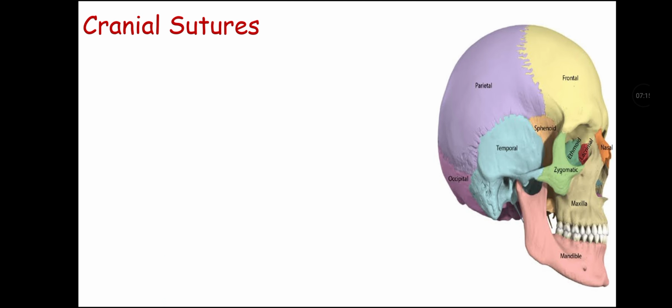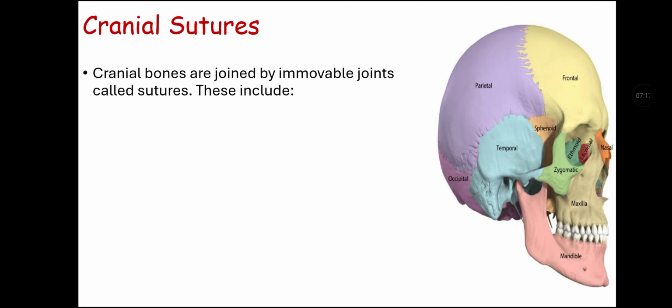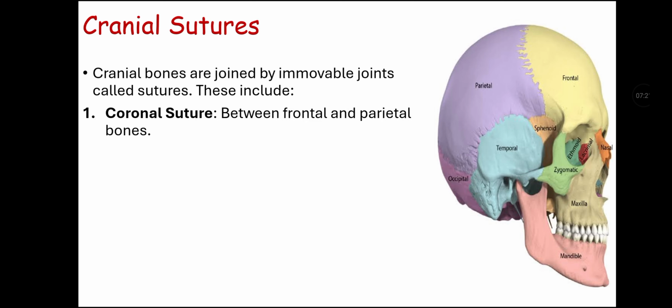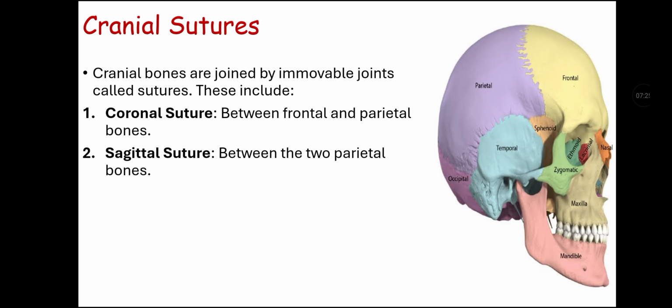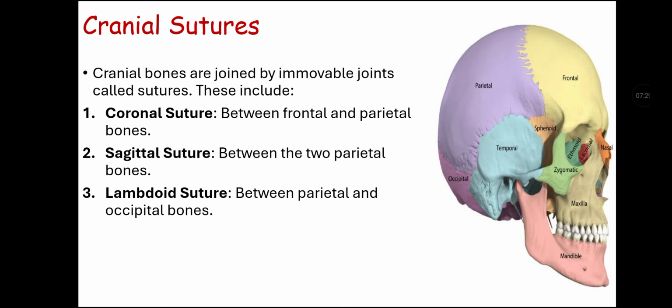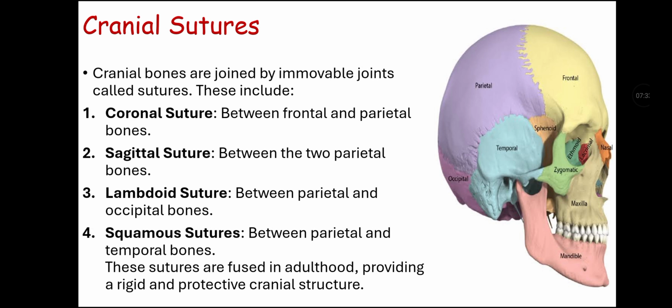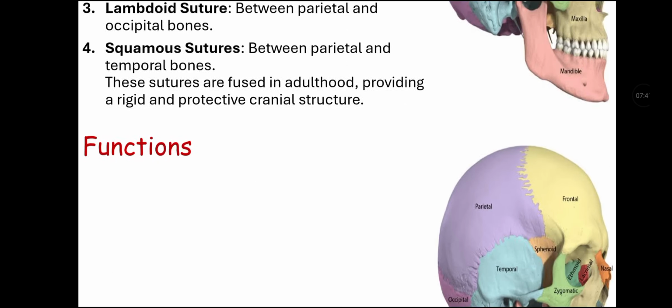Now let's talk about cranial sutures. Cranial bones are joined by immovable joints called sutures. They include the coronal suture, between the frontal and parietal bones; the sagittal suture, between the parietal bones; the lambdoid suture, between the parietal bone and occipital bone; and the squamous suture, between the parietal bone and temporal bone. These sutures are fused in adulthood, providing a rigid and protective cranial structure.